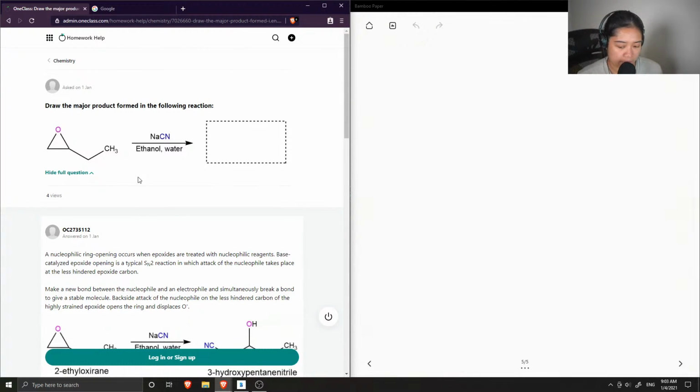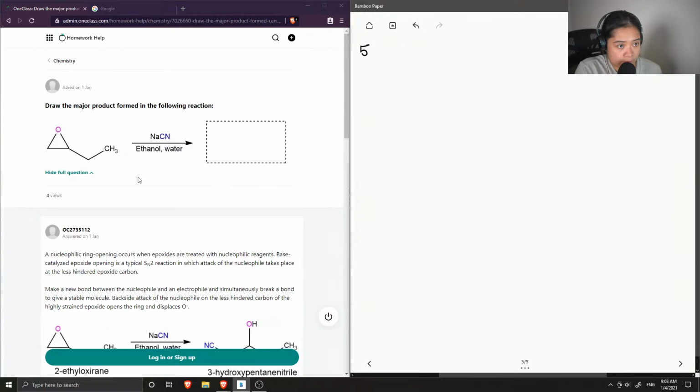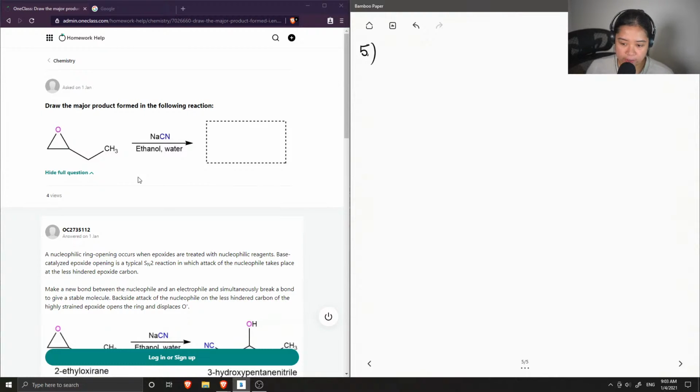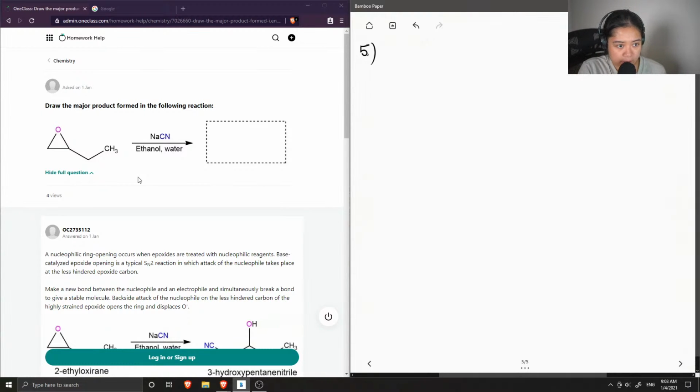Okay, so question number 5 is to draw the major product formed in the following reaction. We start off with this epoxy or epoxide ring that has an ethyl group, and it reacts with sodium cyanide, ethanol, so I'll just write EtOH, and water.